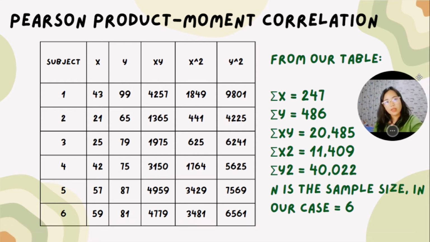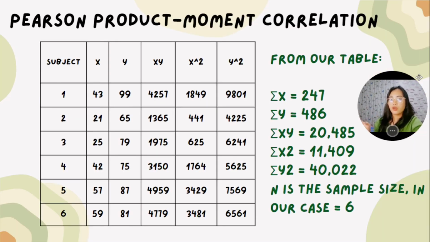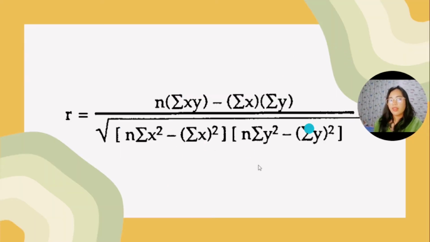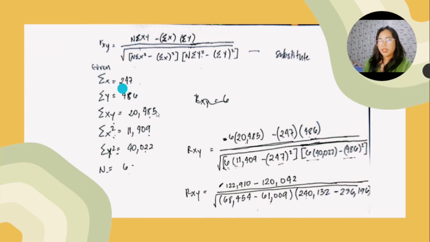Now we can proceed to our formula. What we're going to do here is just substitute the following values from our table, and then solve them. This is the formula, right? R is equal to N times the summation of xy minus the summation of x times the summation of y, and so on. So we're just going to substitute them.